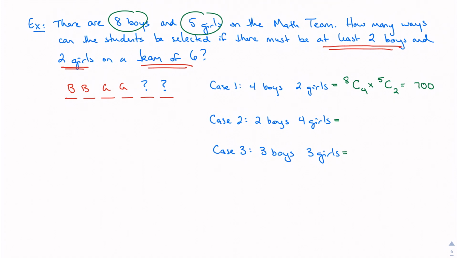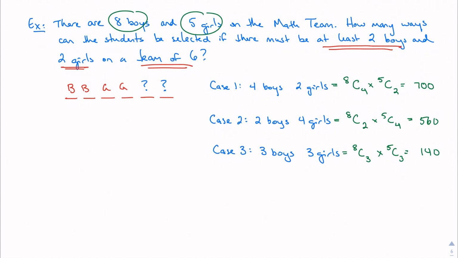Well, that logic is going to continue for my other 2 cases, right? I'm choosing 2 boys from 8. I'm choosing 4 girls from 5. And since I'm picking 2 boys and 4 girls, I'm multiplying my combinations and getting 560. I do this here. I'm choosing 3 from 8. I'm choosing 3 from 5. I'm getting 140.